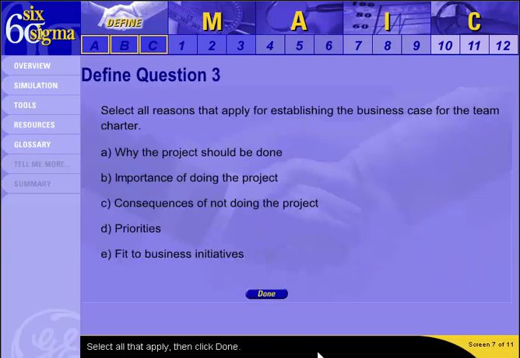Okay, ready? Select all reasons that apply for establishing the business case for the team charter. Why the project should be done? Importance of doing the project. Consequences of not doing the project. Priorities. Fit to business initiatives. After you have made your selections, click Done to continue.